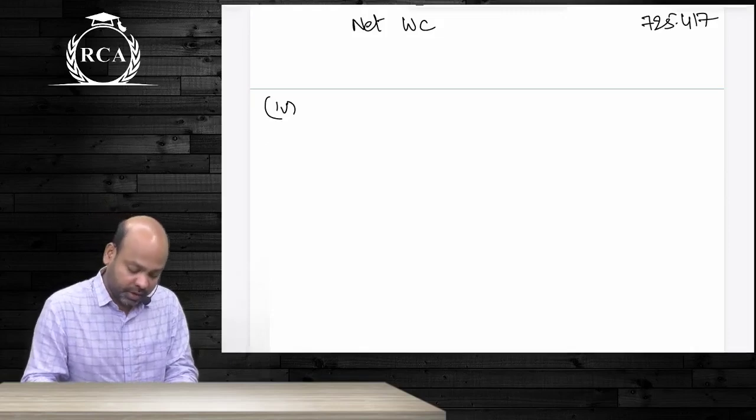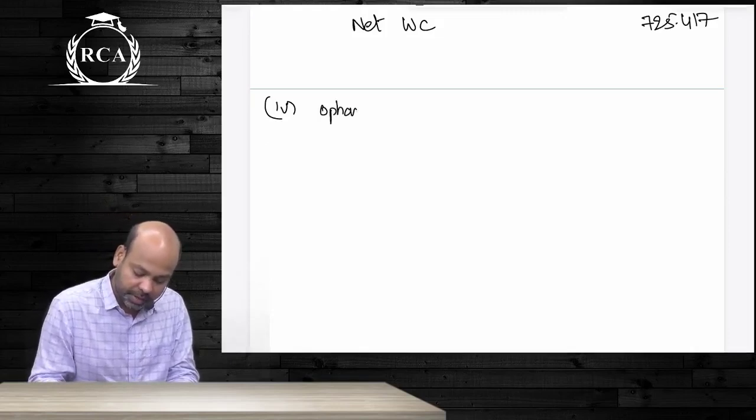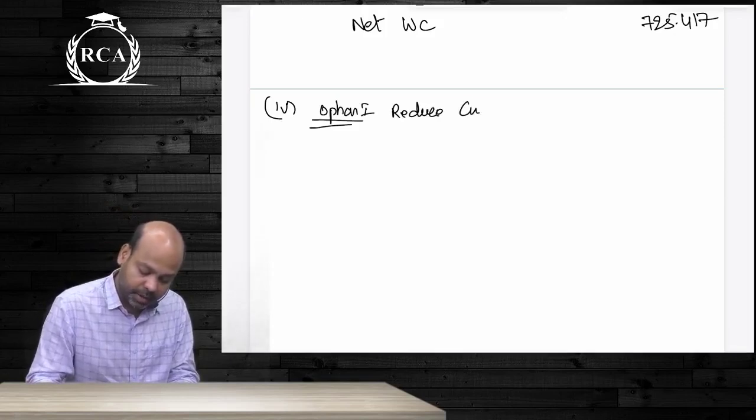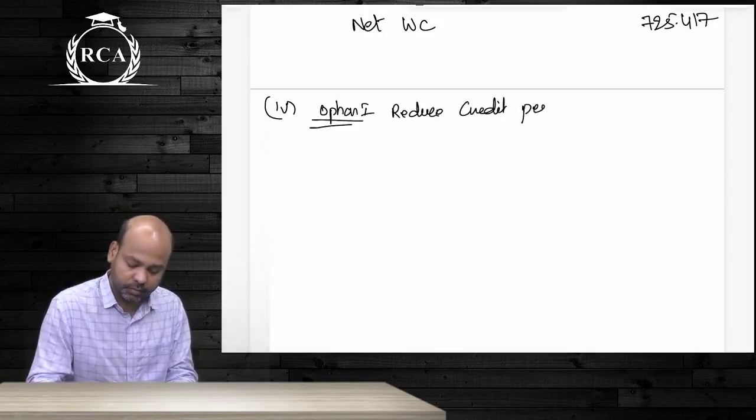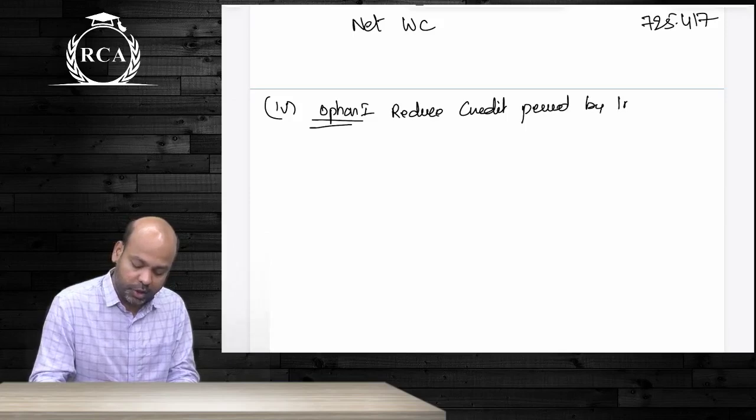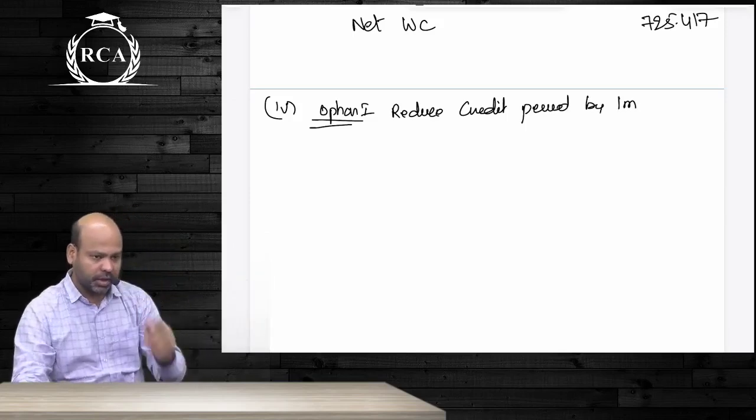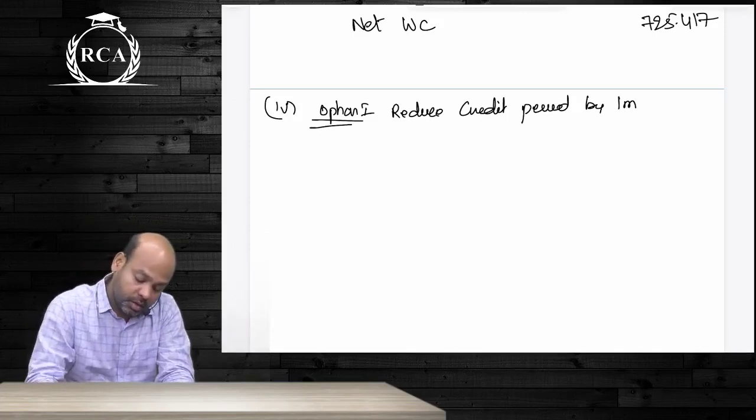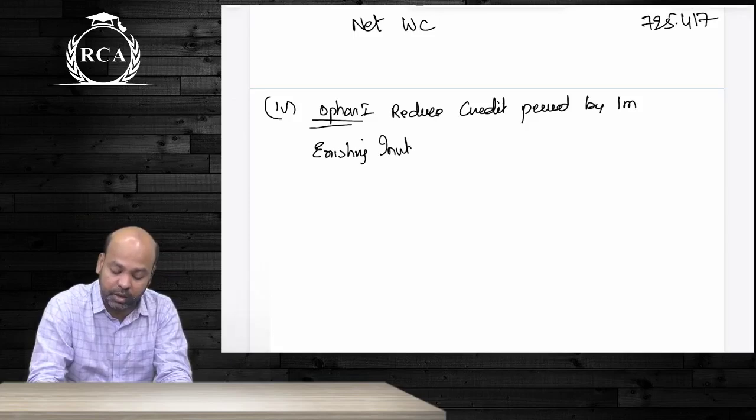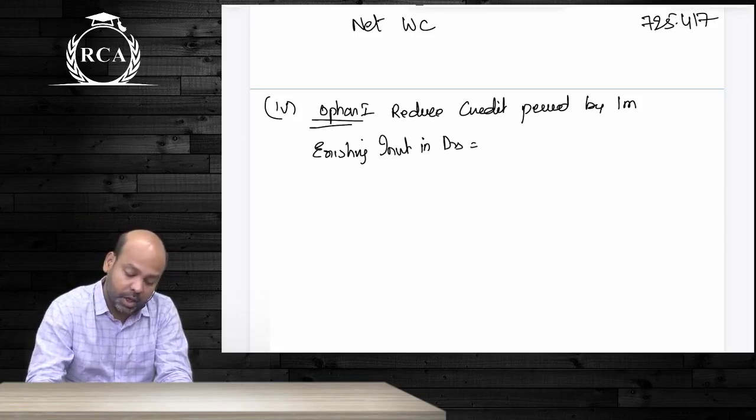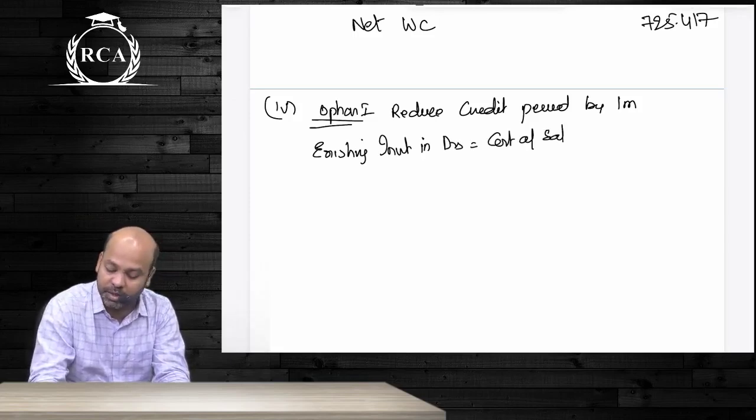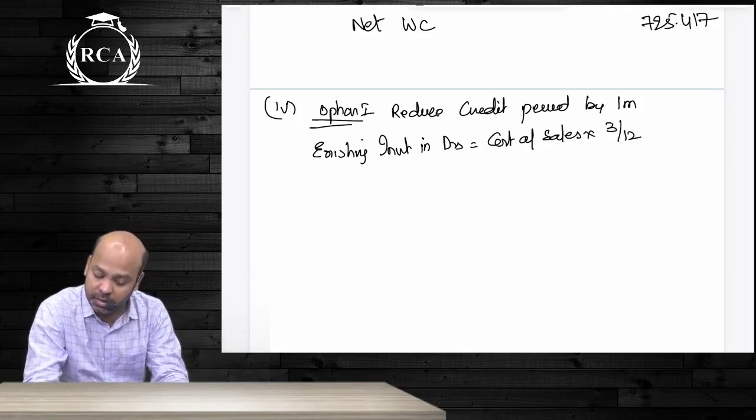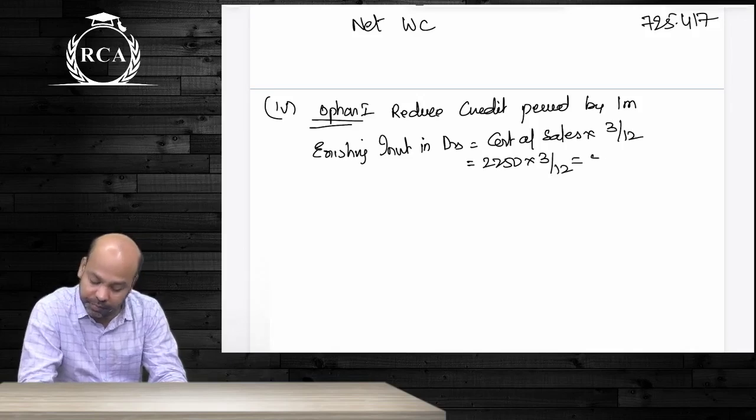Option 1, guys, is reduce credit period by 1 month. If you reduce credit period by 1 month, guys, your existing investment in debtors is how much, guys? You've already computed that in the above statement. It will be cost of sales, guys, into 3 months by 12 months. हाँ या ना बेटा? So that is 2250 into 3 divided by 12, 562.5.